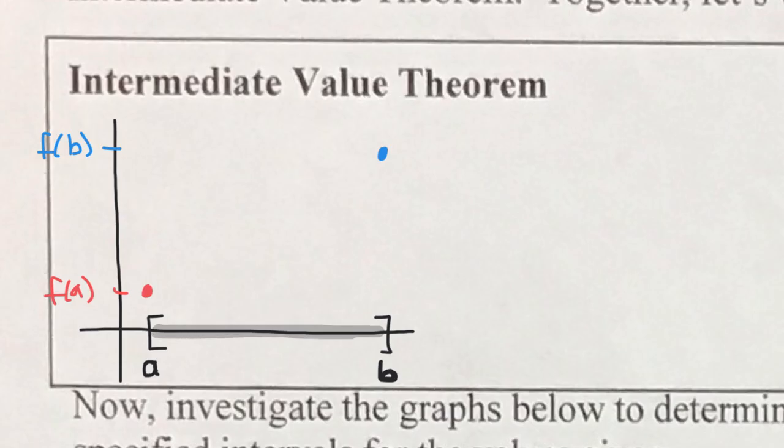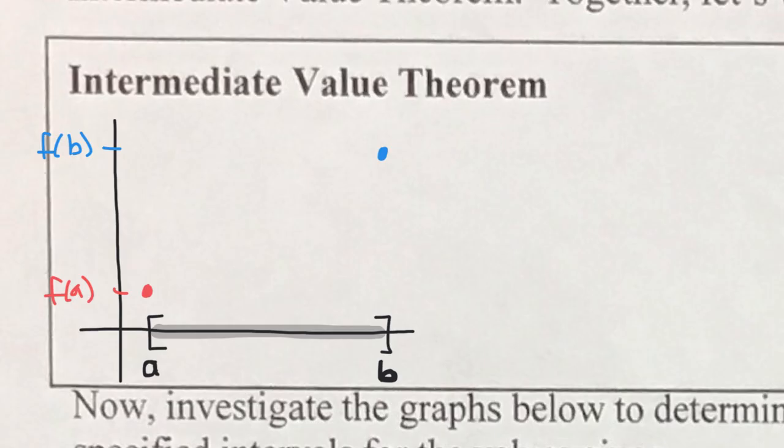The first thing about your theorem is your function must be continuous on that interval. We'll write this down formally. As long as our function is continuous, there's no holes, there's no asymptotes, there's no jump discontinuities, none of that stuff. It has to be continuous in order for the IVT to be valid.